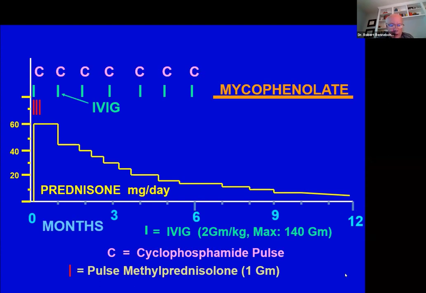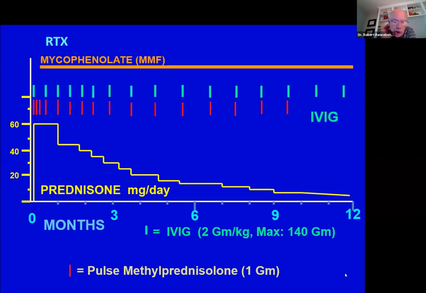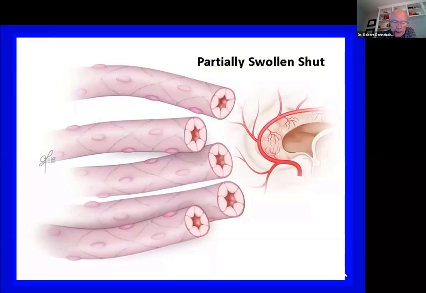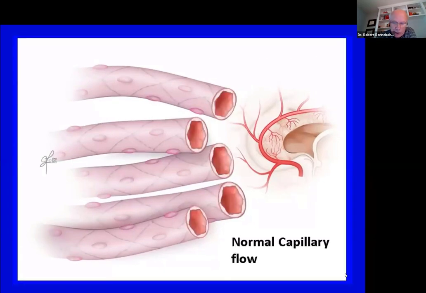For particularly severe disease, an option is to use IV pulse cyclophosphamide rather than MMF, with plans to switch to MMF after 6 to 7 monthly pulses of cyclophosphamide, or sometimes after 3 to 4 months of cyclophosphamide. Another option for severe disease is to add rituximab, usually in combination with MMF, but sometimes even in combination with Cytoxan or cyclophosphamide. The goal of treatment is to help a microvasculature that is nearly swollen shut to become only partially swollen shut and then return to normal.